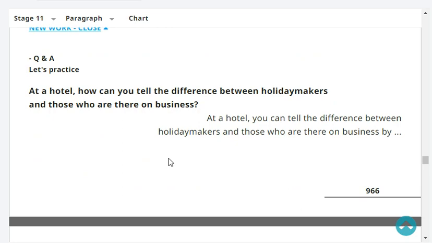At a hotel, how can we tell the difference between holiday makers and those who are there on business? At a hotel, how can you tell the difference between holiday makers and those who are there on business?